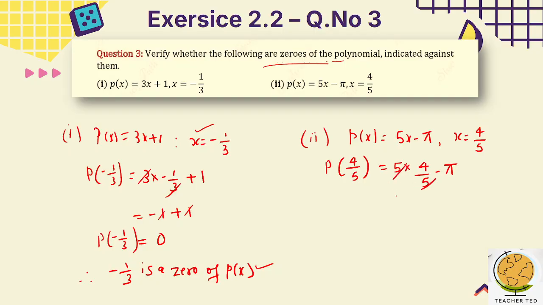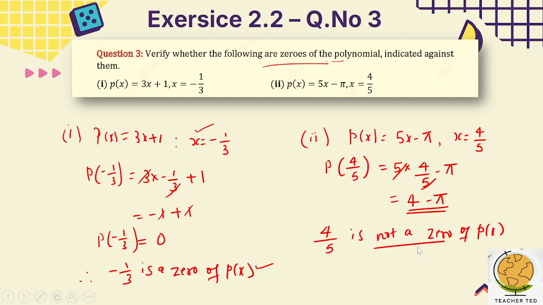5 and 5 get cancelled. The remaining thing here is 4 and the pi. So I think there is no 0 left over, and we can say 4 by 5 is not a 0 of the given p of x. So it is very important to understand which are the terms which come to 0, or which are the terms which do not come to 0.